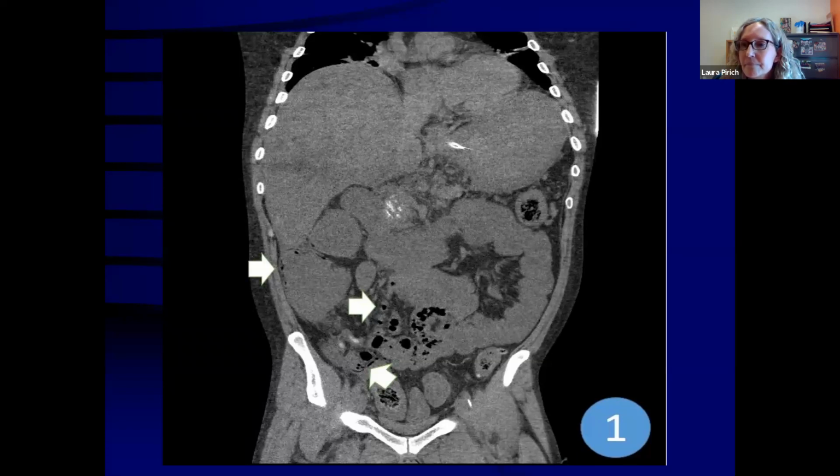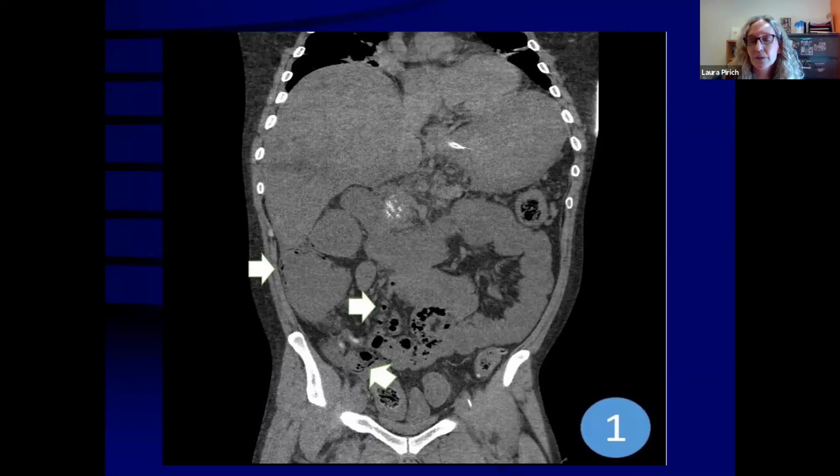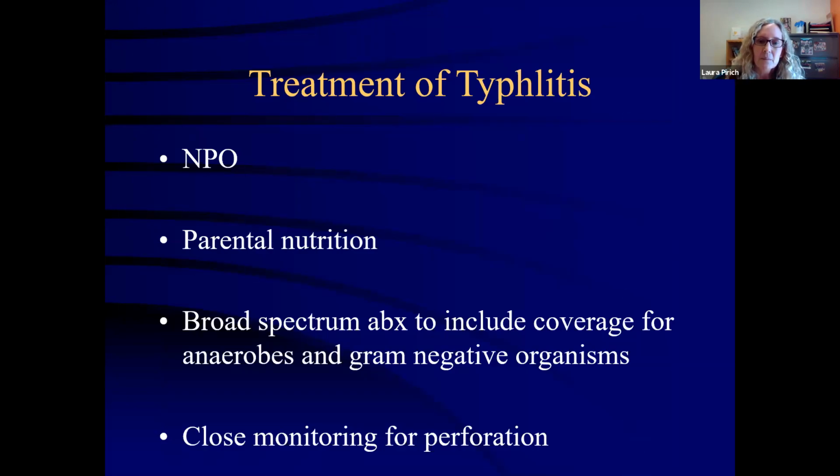Pain management. So yeah, we want to manage their pain. What else? Bowel rest and antibiotics. Yep. With that bowel rest, that means we're going to be giving them TPN and also antibiotics. And the broad spectrum antibiotics, we want to make sure that we cover both anaerobes and gram-negative organisms.